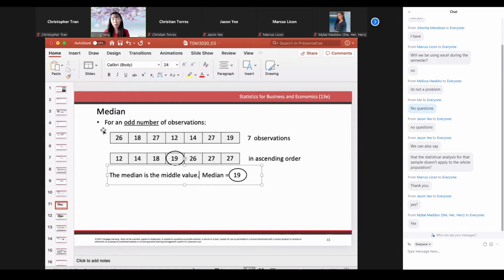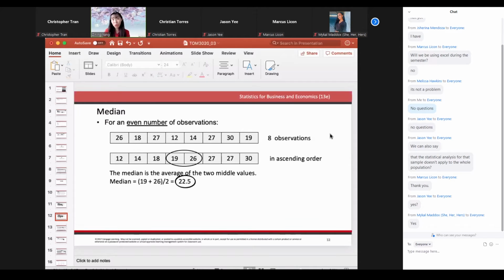It's pretty simple. It doesn't even involve calculation, right? You don't add numbers, you don't subtract, you don't divide, you don't multiply. You just sort them and then find the middle number. It is actually pretty simple to find the median.